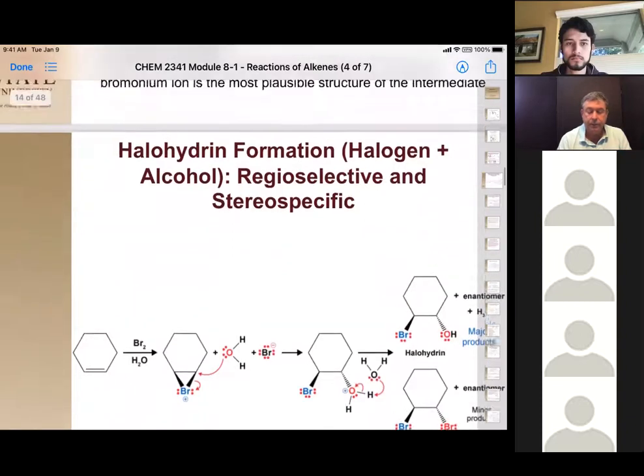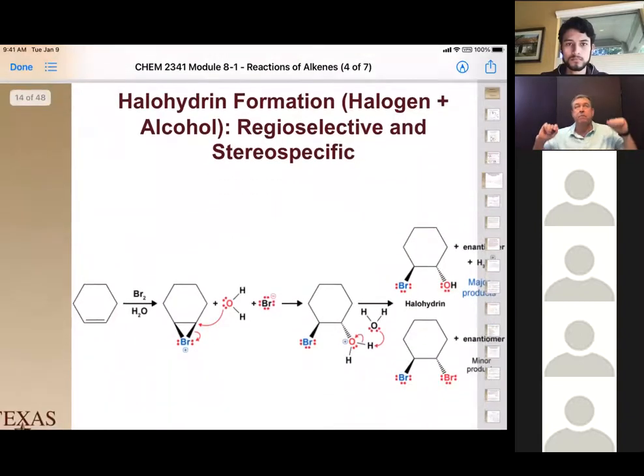All right, so hydrohalogenation, where we're adding acid across, is syn or anti. You can't tell because you form a carbocation. Hydration is syn and anti. Sometimes you can't tell because you're forming a carbocation. Halogenation is always anti because of that intermediate right here.